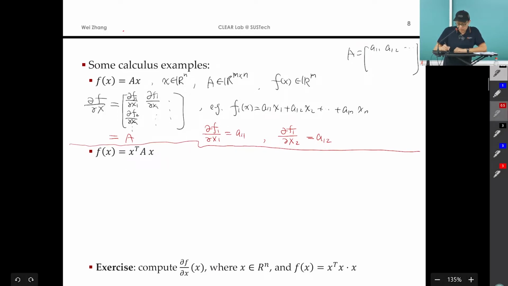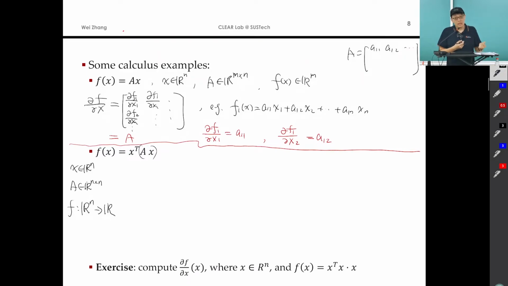Okay. Now I have another question. Okay, so that's even more useful for us. It's f(x) is x transpose A times x. So in Rn, A is R n by n. In order for this multiplication to make sense, A has to be square. So what is f now? From Rn to R. That true? Because this guy is a column vector, and x transpose is a row vector. Okay, this is a scalar.